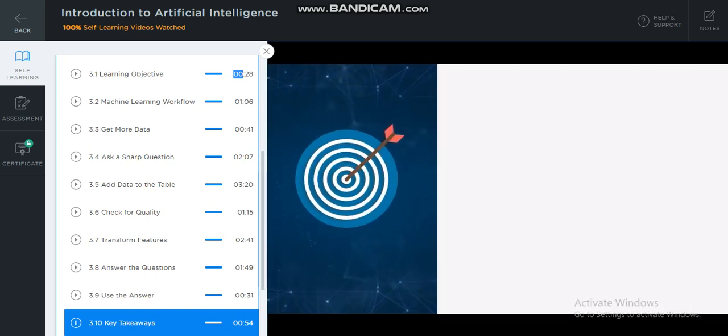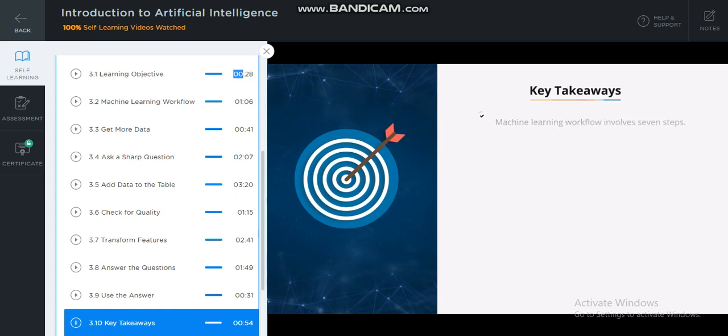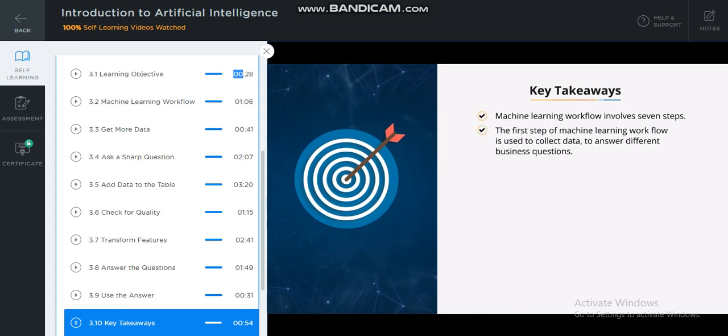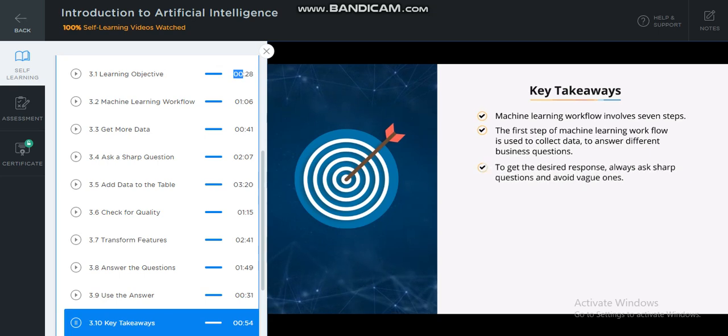You have now reached the end of Lesson 3. Let's summarize the key takeaway points from this lesson. Machine learning workflow involves 7 steps. The first step of the machine learning workflow is to collect data to answer different business questions. To get the desired response, ask sharp questions and avoid vague ones. Arrange raw data in tables for better data analysis.